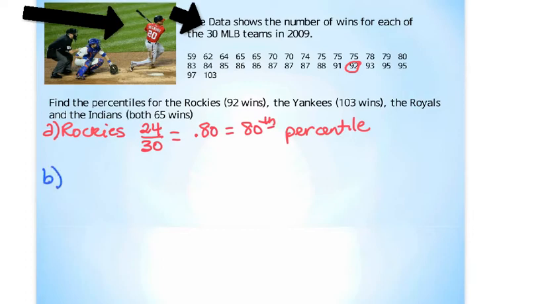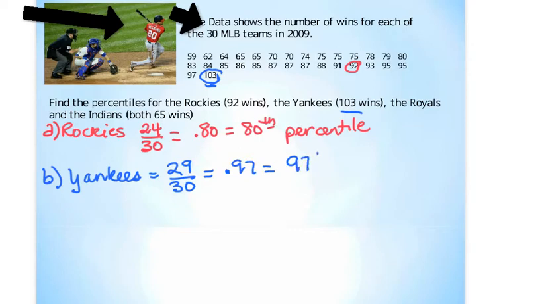All right, let's look at the next one, the Yankees. The Yankees are a pretty easy team to look at because in this year, 2009, clearly not 2014, the Yankees had 103 wins. So we want to look at how many pieces of data are less than this one. We know that's the top number. That's number 30, so there are 29 below it out of 30. And that is 0.97, or the 97th percentile, because 97% of the teams won fewer games than the Yankees.